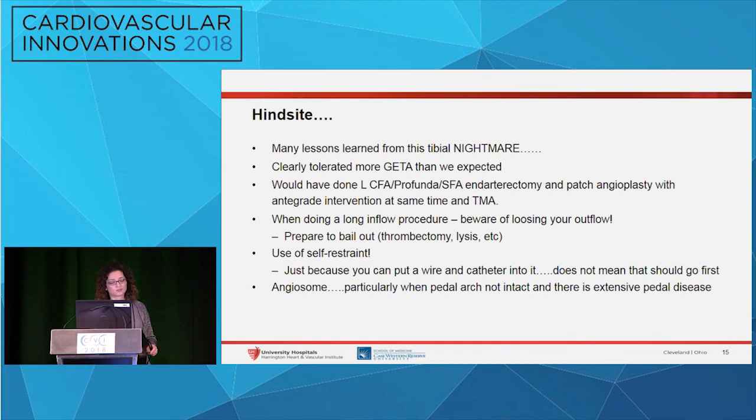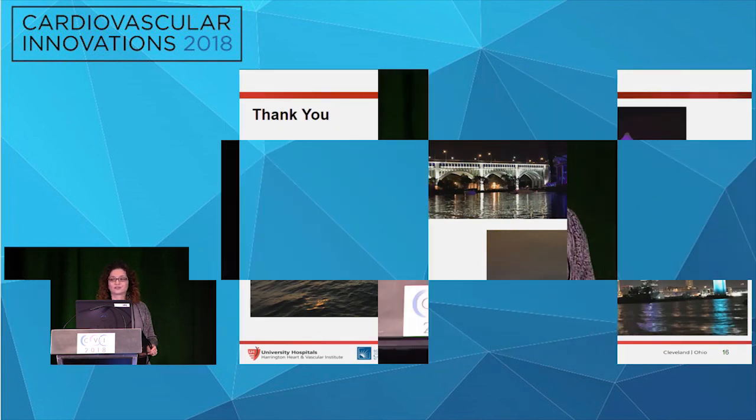Use self-restraint. Just because you can put a wire and a catheter in it, like I did, doesn't mean that should be the first thing to do. In my algorithm, stick to an algorithm and keep it safe. And then again, this patient really taught me the concept of angiosome. I think there was probably additional work we could have done in her pedal arch, and that's something that she did not get, but maybe that would have enhanced her recovery and got her quicker to a healed TMA. So that's what I have. Thank you very much.